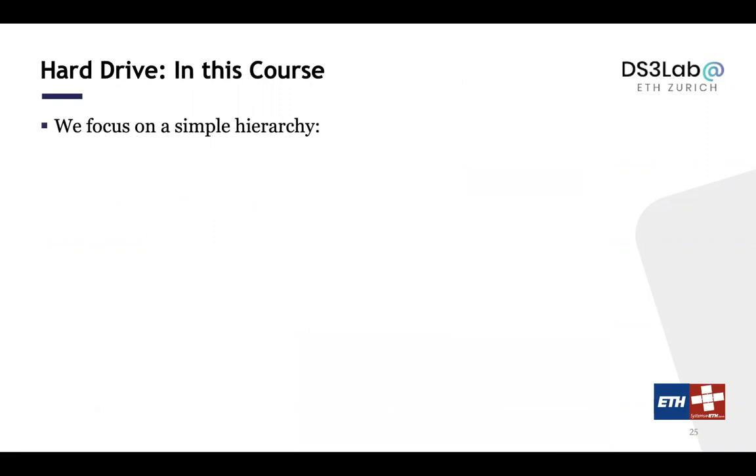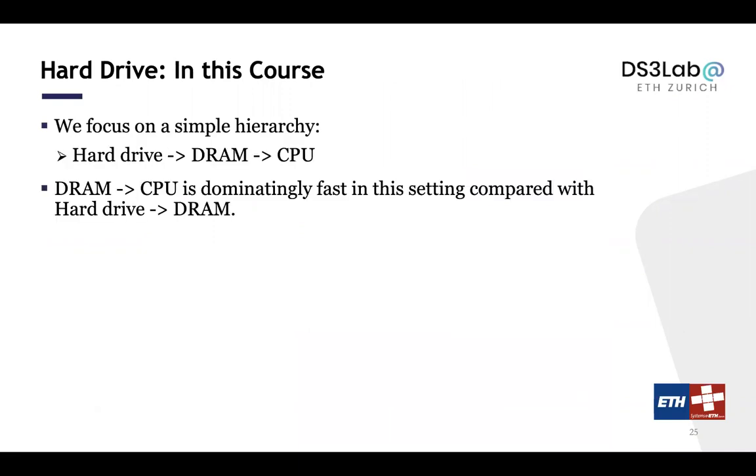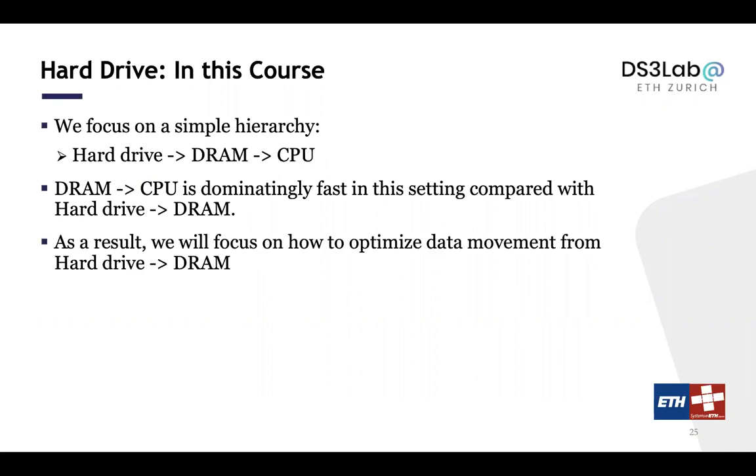Just to recap, we focus on a very simple hierarchy: hard drive, DRAM, and CPU. DRAM to CPU is dominantly fast in this setting compared with hard drive to DRAM. That is, whenever we are analyzing the performance of a design, we have the luxury to only worry about data movement from hard drive to DRAM. We are not going to talk about cache locality in this course. We are trying to optimize the I/O movement from hard drive to DRAM.